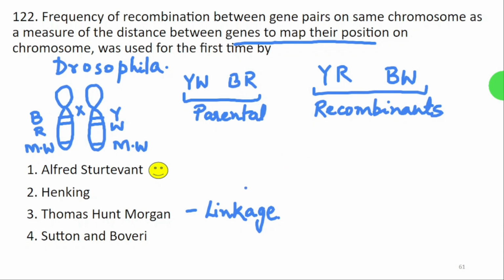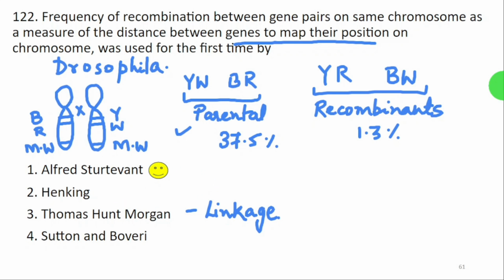These would be recombinants. What Morgan specifically observed was that the percentage of recombinants was very low and parental combinations were high. And that's how he came up with the concept that if the genes are closely arranged on the same chromosome, the parental types will be seen in the progeny because the genes are linked. Linked means they tend to be inherited together.